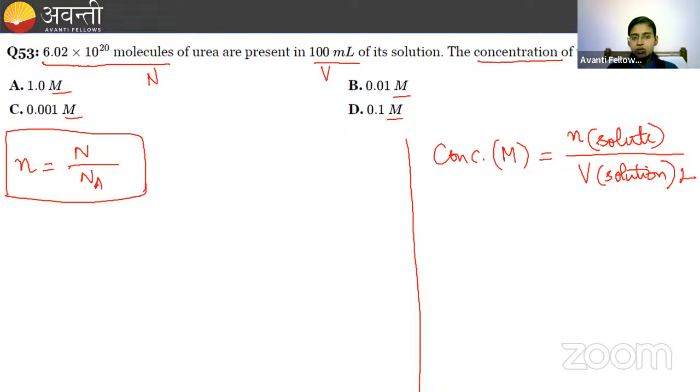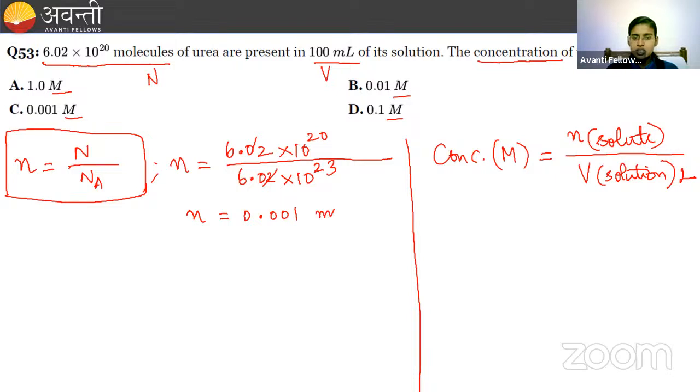So number of moles is equal to number of particles, which is 6.02 into 10 to the power 20 molecules, divided by Avogadro number, 6.022 into 10 to the power 23. If we cancel this, we will get 0.001 moles, which can be written as 10 to the power minus 3 moles. Okay, so the number of moles is calculated.